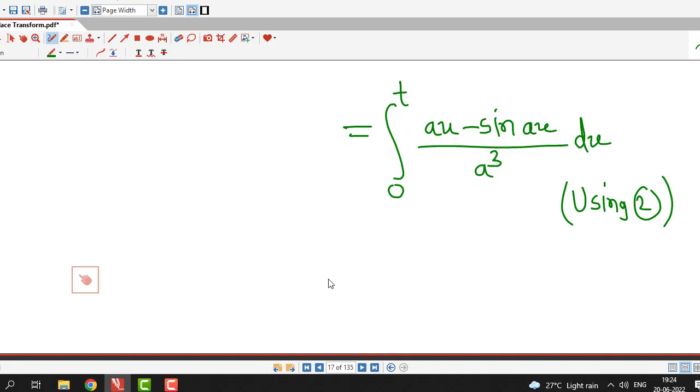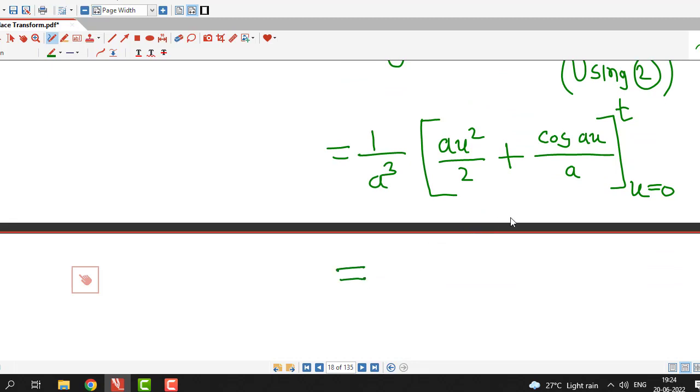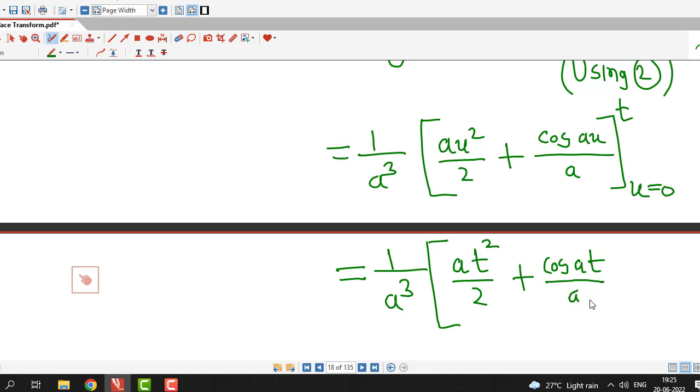Now we just have to integrate this. We consider 1 by a cubed outside. The integral of a into u is a into u squared by 2. The integral of sin is minus cos, so negative negative positive, cos au divided by a. Limits of u are from 0 to t. First we put u equal to t: 1 by a cubed, a into t squared by 2 plus cos at divided by a. This is for the upper limit. Minus, for u equal to 0, the first term becomes 0, and cos 0 is 1, divided by a.